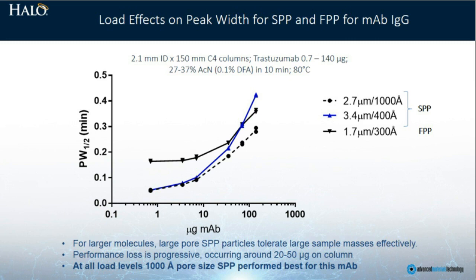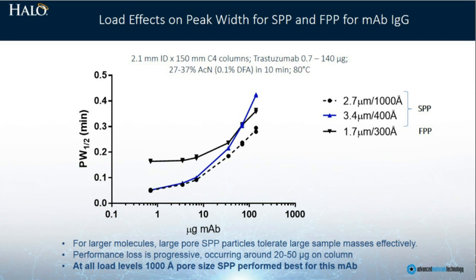And as you can see, when you get up to increased load, well, first of all, at any load level, the superficially porous particle material, as expected, shows greater efficiency, narrower peaks. As you begin to load up the surface, we see that superior performance is maintained across all load levels for the 1,000 angstrom material. It begins to drop off a little bit when you get up to high load for the 400 angstrom pore size material.